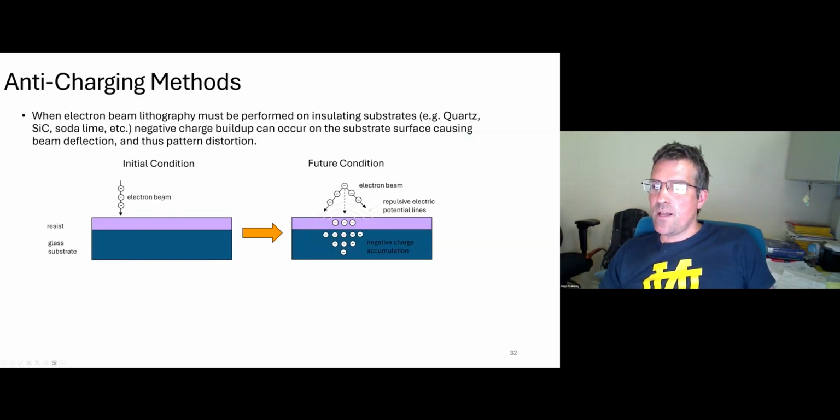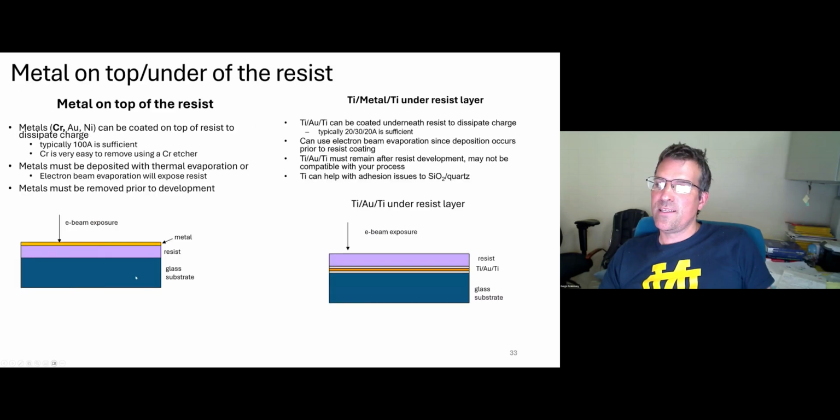Now there is another thing, charging. If you have a sample that is not conductive and you expose it with the electron beam, charge accumulates on it, and due to the repulsion force, the electrons will be repelled and spread out over a much larger area. Obviously, this results in pattern distortion, and to avoid that, you have different options.